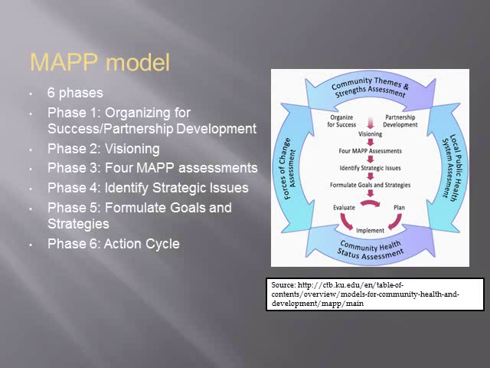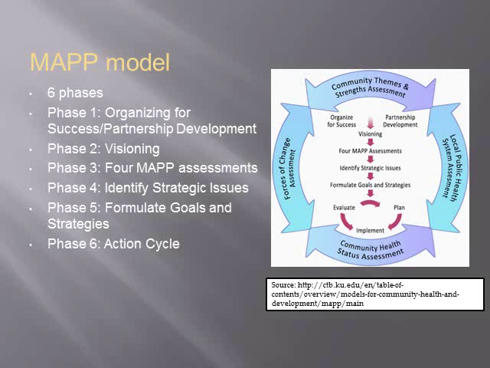The MAP model, or Mobilizing for Action Through Planning and Partnerships, is a model primarily designed for usage in city or county departments and consists of 6 phases. Phase 1 is organizing for success/partnership development, which serves as a preliminary assessment in which health educators check to see if the available resources, such as staff, which can include volunteers and community leaders, and budget, allow for a program to be created and function properly. This phase also focuses on developing one or more planning committees to guide the program.